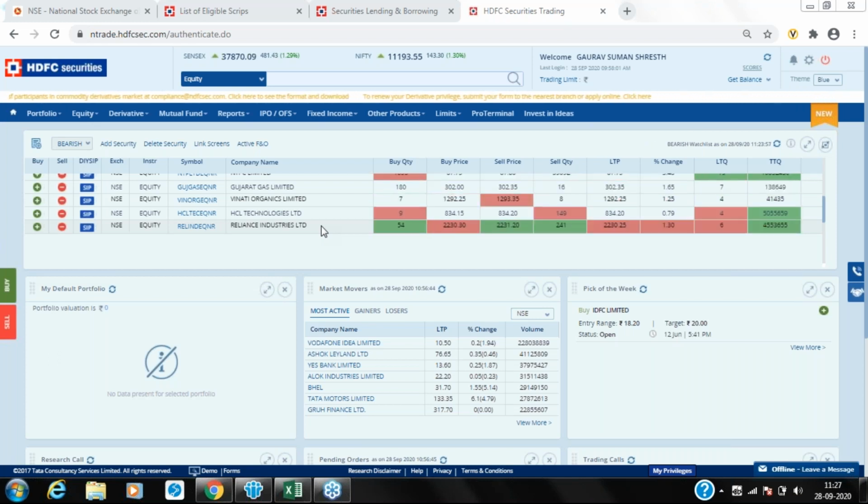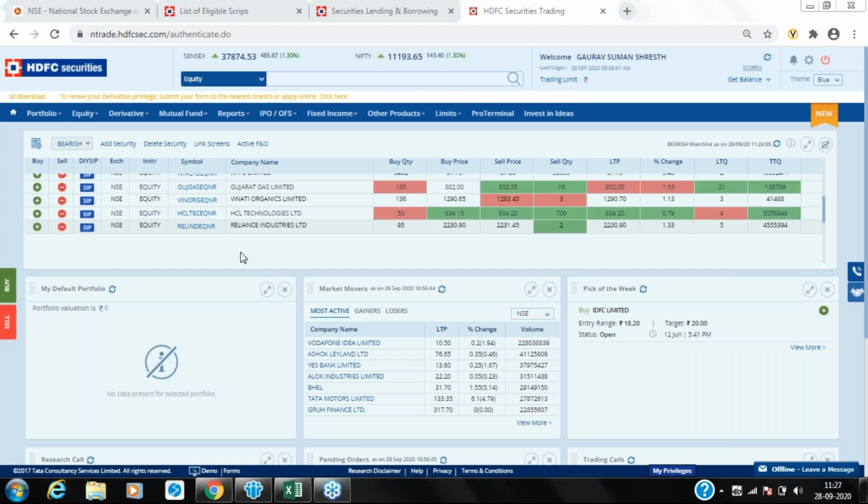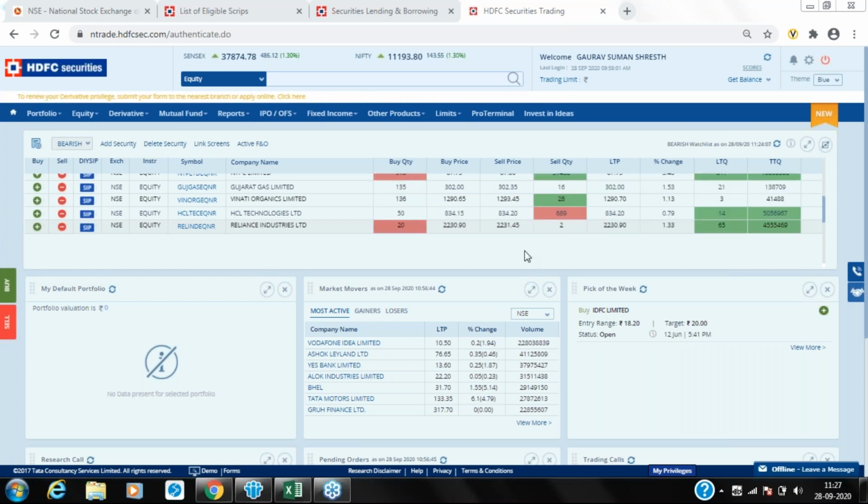Mr. Mangesh Dalvi has a question. How to execute a bracket order in intraday? Again, Mr. Mangesh, we will show you that also. We will take a few more questions and then we will show you how to execute that.